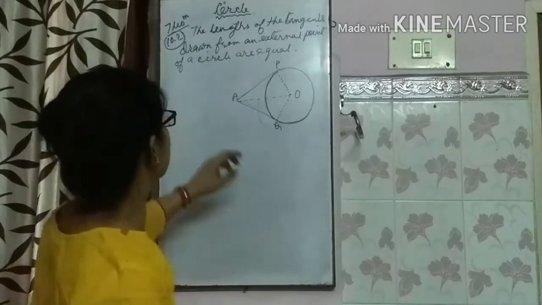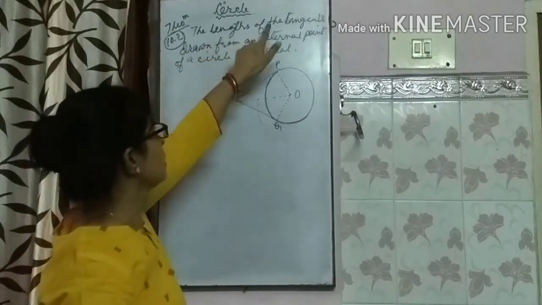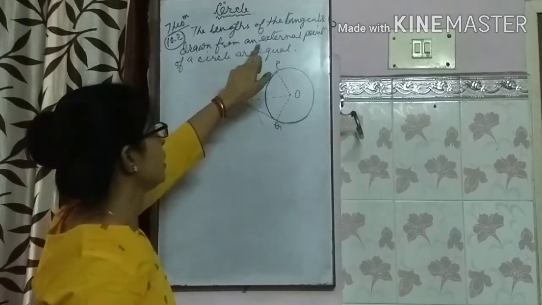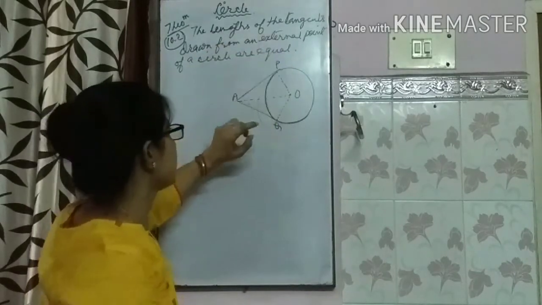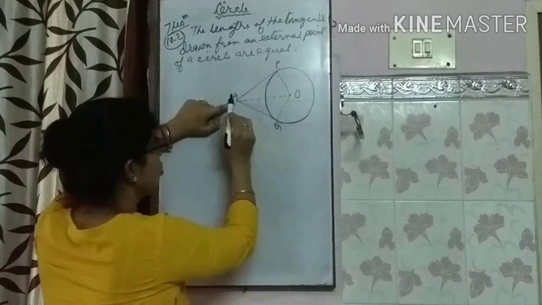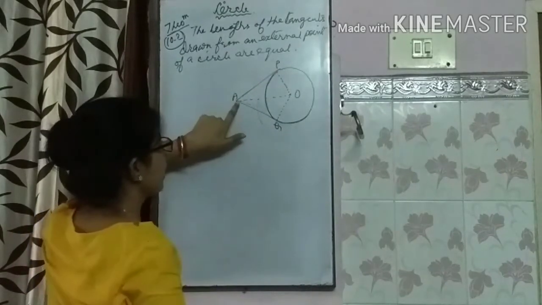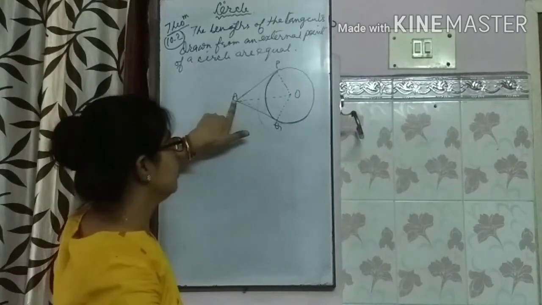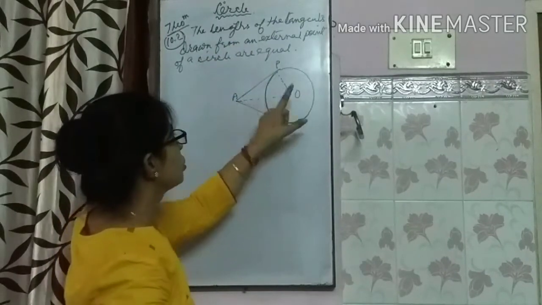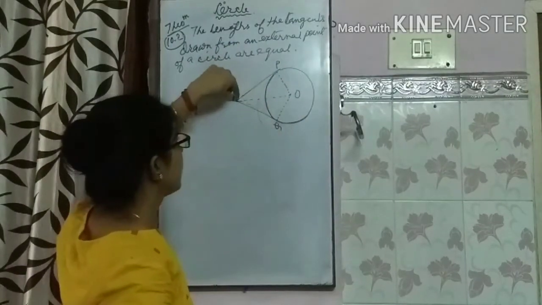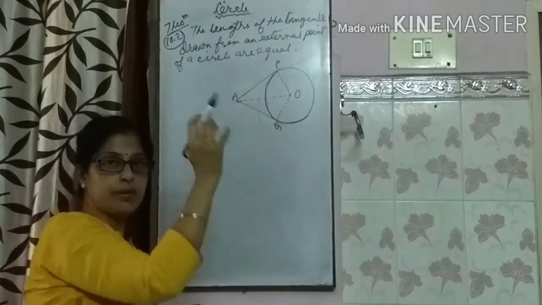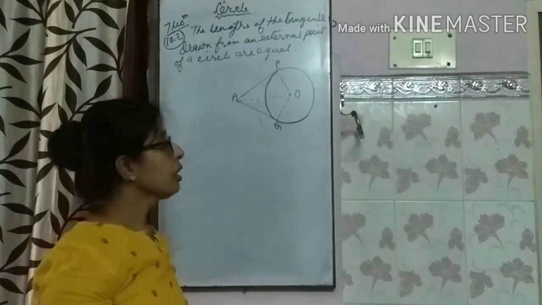Now it's theorem 10.2. What is to be proved? The lengths of the tangents drawn from an external point of a circle are equal. Here we have drawn two tangents AP and AQ from a fixed point A. A is in the exterior of the circle. So from the external point of the circle, two tangents are drawn to the circle. You have to prove that AP is equal to AQ. As they two are drawn from the same point, they will be equal.